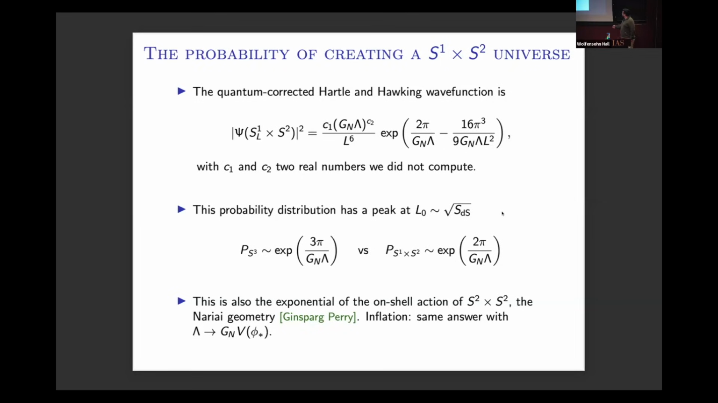In inflation, this calculation was done by Busso and Hawking, and they get essentially the same answer, but with lambda replaced by the potential at the beginning of inflation. Yeah, so this is interesting. Even though the probability distribution ends up being the exponential of the classical action on S2 cross S2, if you want to obtain that from the wave function, you need to include quantum corrections. So it's an interesting feature.